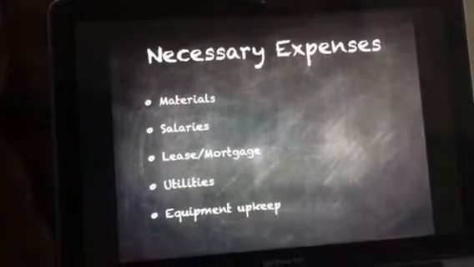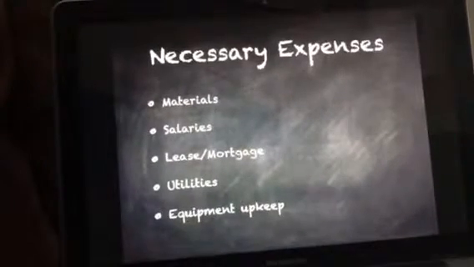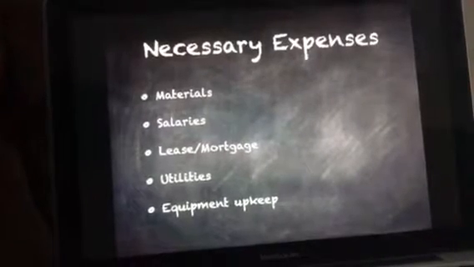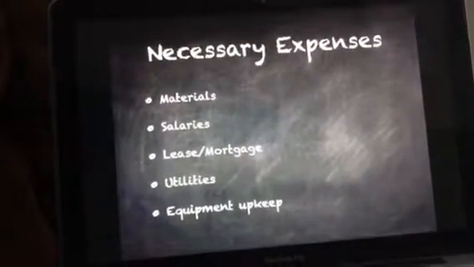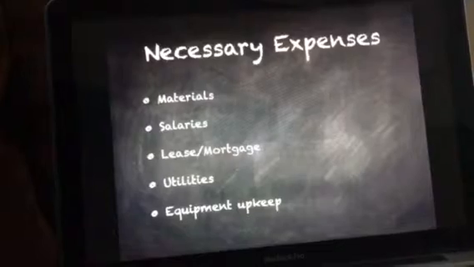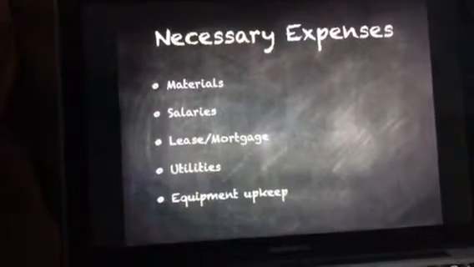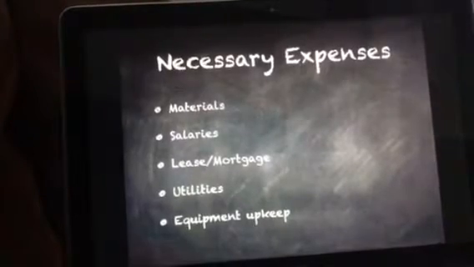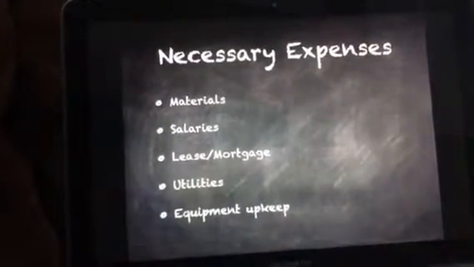The next most important expense beyond materials, and it may even be the most important, is salaries. If you don't have employees, it's impossible to create a huge business, and a business our size has 30 employees, which makes your salaries a large part of your overall expense.